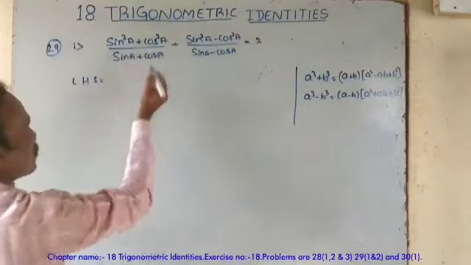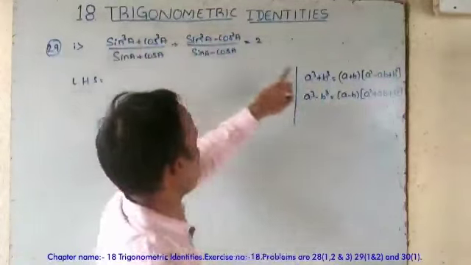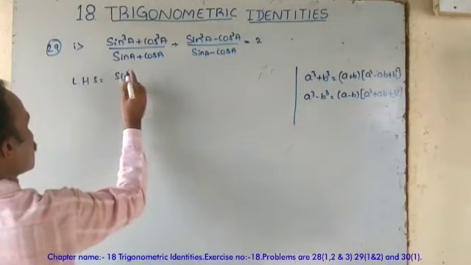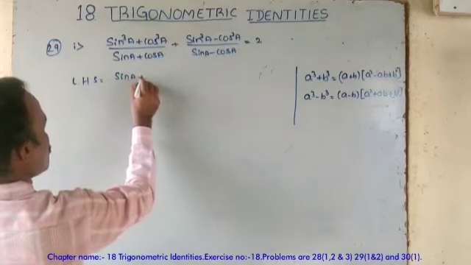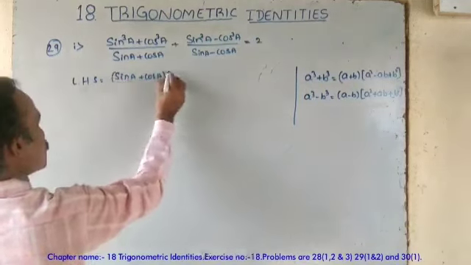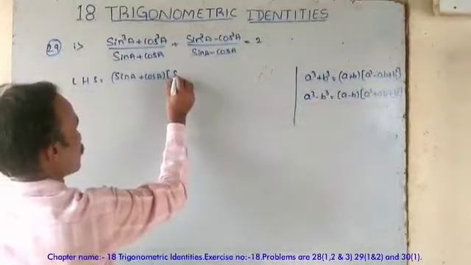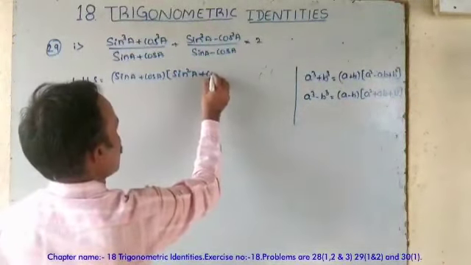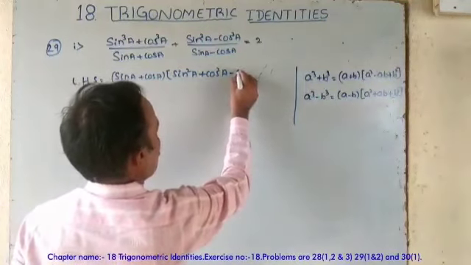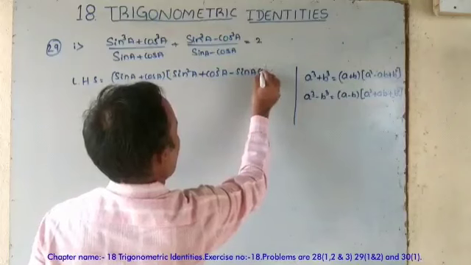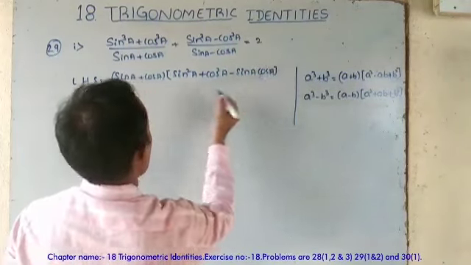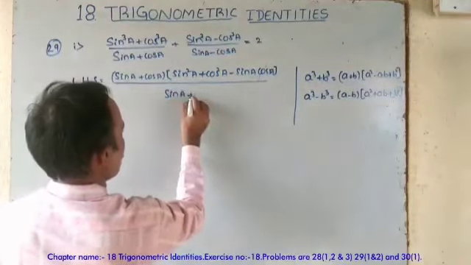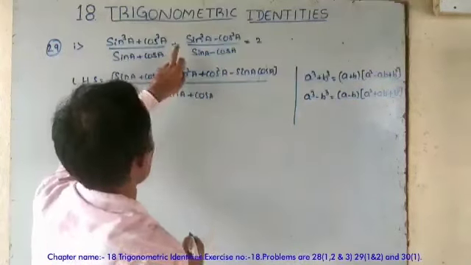Now sin cube A plus cos cube A, expand by using, in place of a sin A, in place of b cos A. a plus b means sin A plus cos A, into a square sin square A, we write first this one, plus b square cos square A, minus ab sin A cos A, whole divided by sin A plus cos A. This is only the first term.